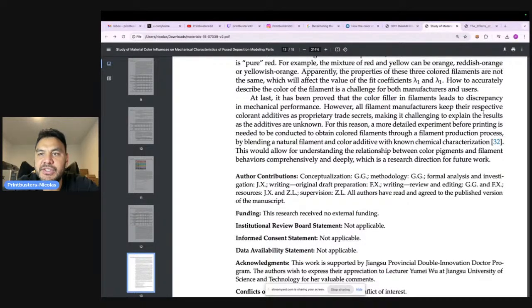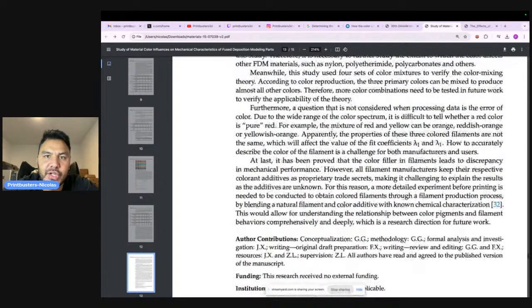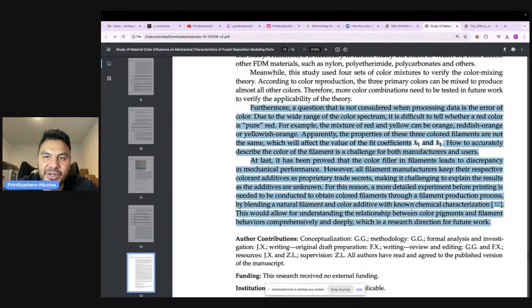However, all filament manufacturers keep their respective color additive as proprietary trade secret. Okay, so that's exactly the part that we will try to break, right? That's exactly the part we will try to break, is to try to learn more about that additive, making it challenging to explain the result as the additive are unknown. Yeah, exactly. For this reason, a more detailed experiment before printing is needed to be conducted to obtain color filament through a filament production process by blending natural with other color additive with non-chemical characterization.